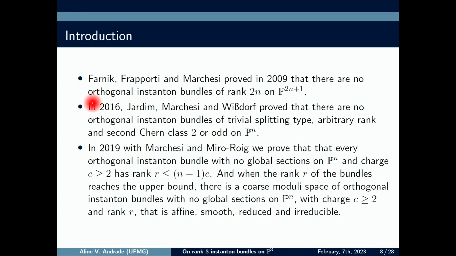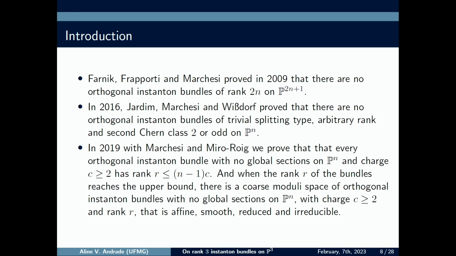And also, for charge greater than or equal to a certain value, we had a bound for the rank of these bundles. And more, when we reach the upper bound, we are able to prove that the moduli space of these orthogonal instanton bundles in fact exists and is affine, smooth, reduced, and irreducible. So this is when my infatuation with instantons started.